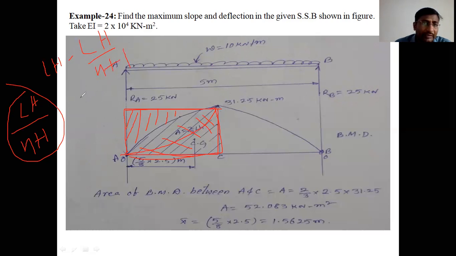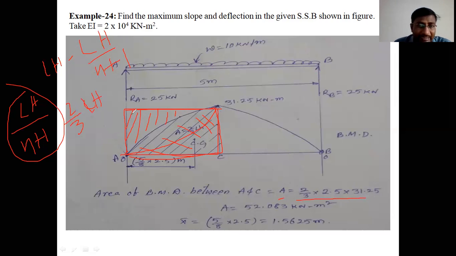Clear, students? Here n for a parabolic curve is 2. So 2 plus 1 is 3. LH minus LH by 3, that is 2 by 3 LH. 2 by 3 LH is the area. The required area is 2/3 of LH. So I have written here, area is 2/3 of LH.